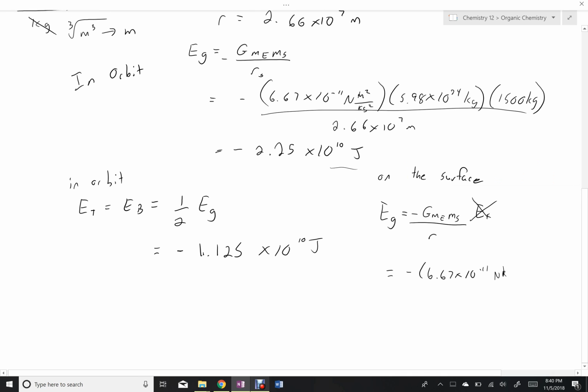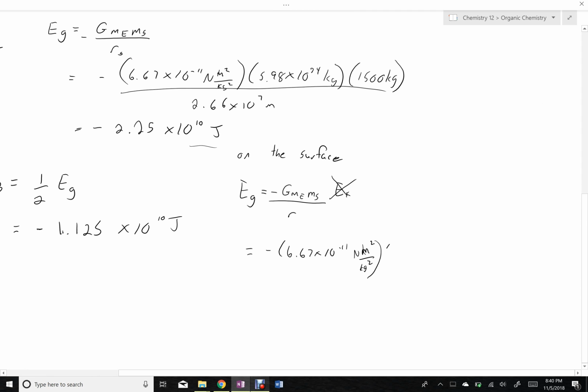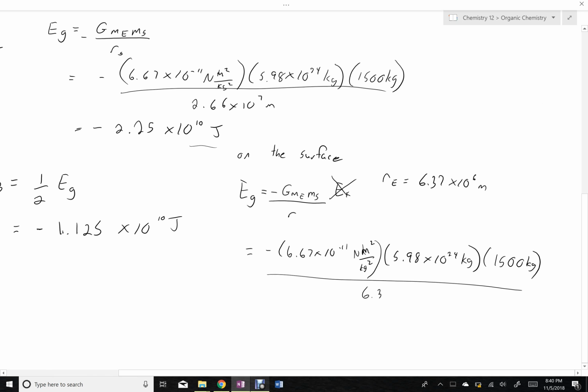G is 6.67 times 10 to the negative 11 meters cubed per kilogram per second squared. Mass of the Earth is 5.98 times 10 to the 24 kilograms. Mass of the satellite is 1,500 kilograms. And this is all going to be divided by the radius. In this case, we're going to use the radius of the Earth, which is 6.37 times 10 to the 6 meters. That's an average value.